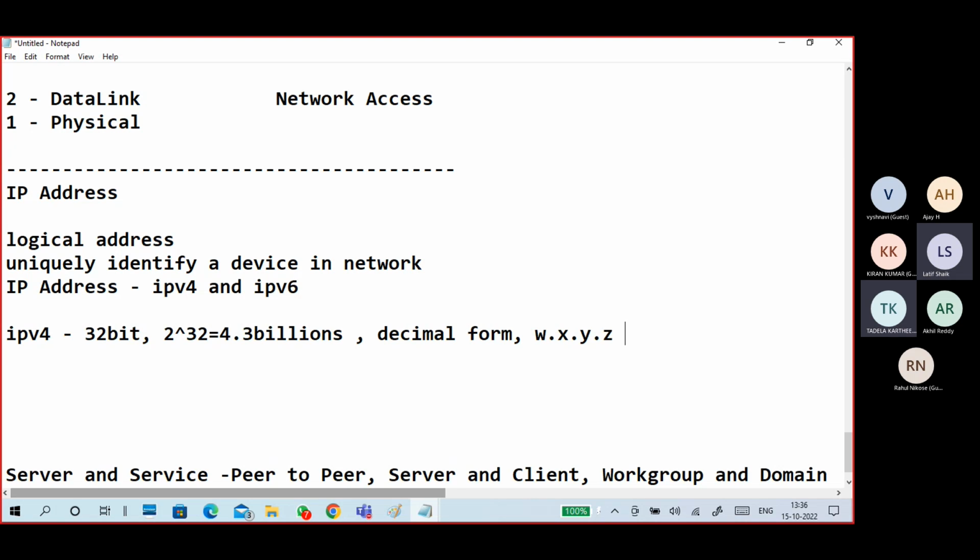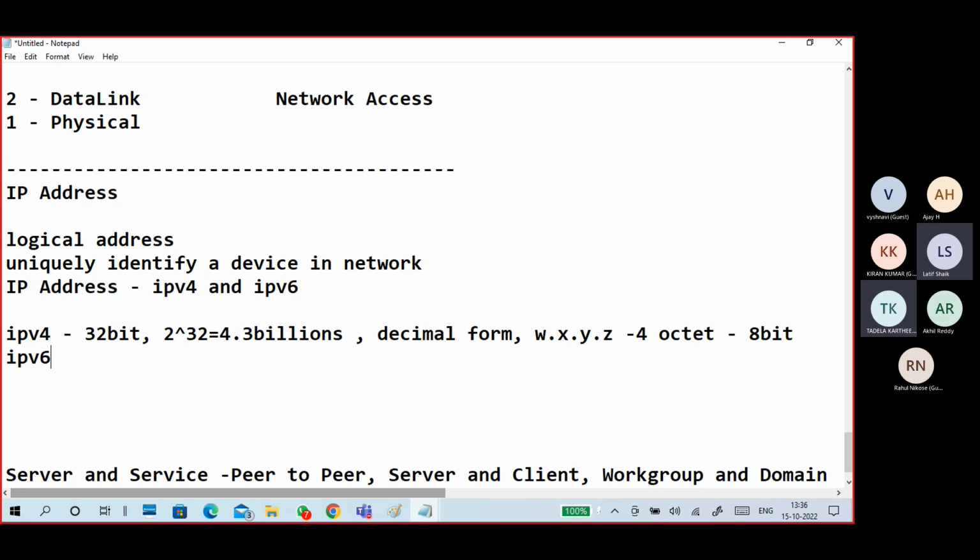It is divided into 4 parts. Each part we call an octet, meaning 8 bits. It contains 4 octets of 8 bits each: first octet, second octet, like that.